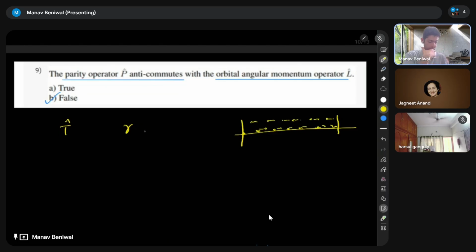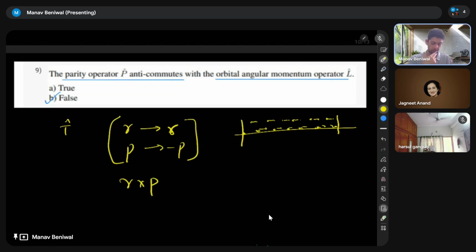So under time reversal, r does not change its sign. Instead, the velocity changes its sign. Or we can say the momentum instead of velocity, because momentum is just mass times velocity. So momentum will change its sign. This is what happens in time reversal. Therefore, because only one of these quantities, p, is changing sign, this becomes r cross minus p, and so this becomes minus L. So our L goes to minus L.